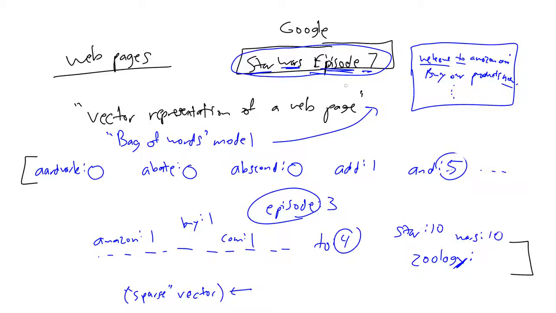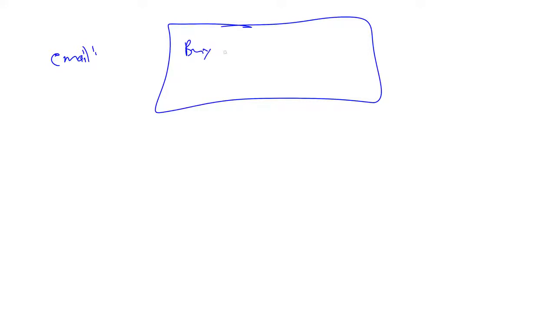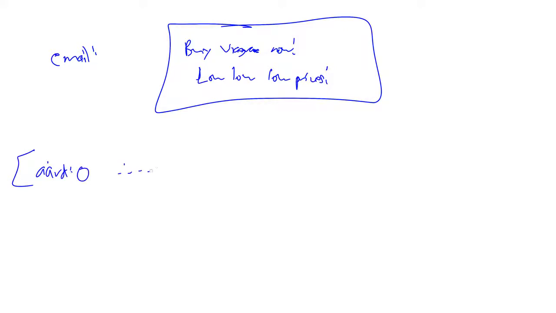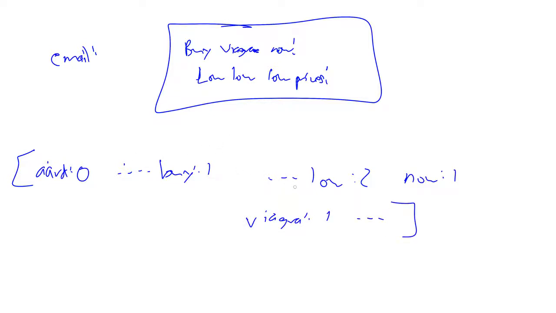This same technique can be used for any kind of text. Imagine if I had some email, and I said, here comes an email message, and it says, buy Viagra now, low prices. I could represent this thing as a vector that has the word aardvark 0 times, and has the word buy once, and has the word low twice, and has the word now once, and has the word Viagra once, etc., etc. I could represent this whole thing as a vector, and then I could say, hey, you know what?